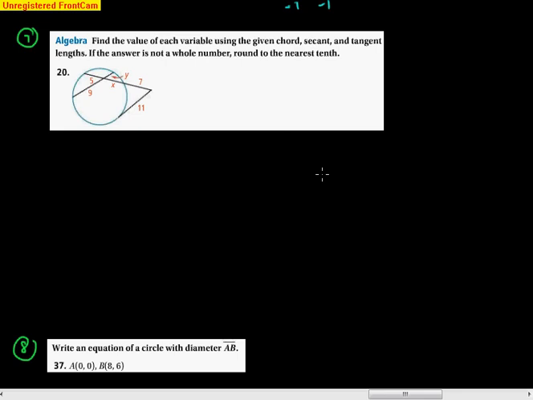Next one here. Find the value of each variable using the given chord, secant, and tangent lengths. So this is going to be a segments problem. So we're dealing with segments here. So remember, there's 3 different ones. There's chord, secant, tangent. Remember, chord is parts. Secant is whole times outside part. And for the tangent, you square. Okay, so remember, that's how you handle those 3 different segments.